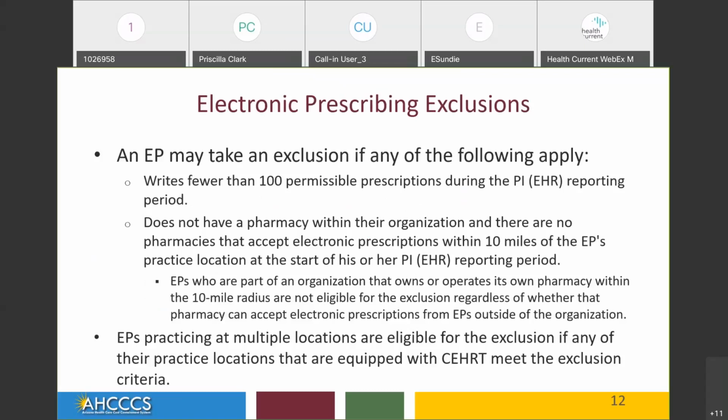EPs who are part of an organization that owns or operates its own pharmacy within the 10-mile radius are not eligible for the exclusion, regardless of whether that pharmacy can accept electronic prescriptions from EPs outside of the organization. EPs practicing at multiple locations are eligible for the exclusion if any of their practice locations that are equipped with CERT meet the exclusion criteria.